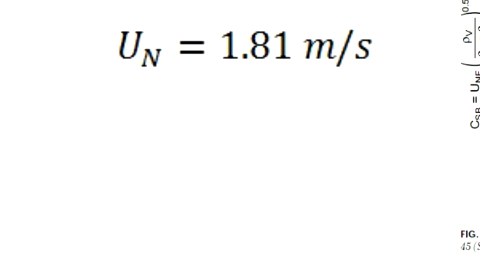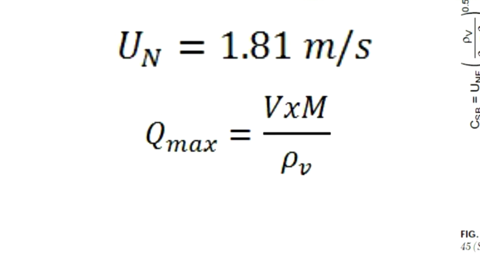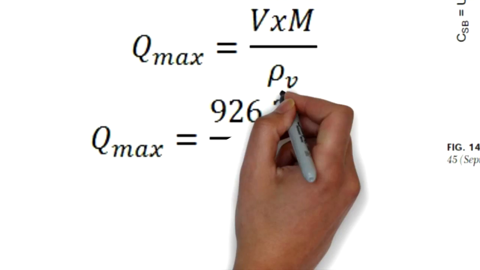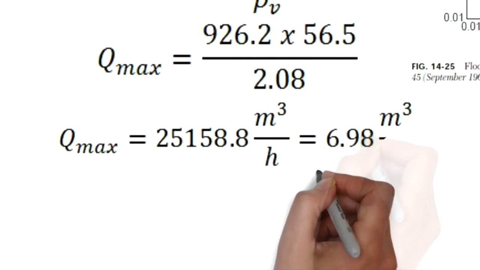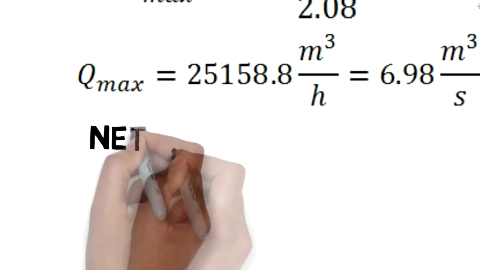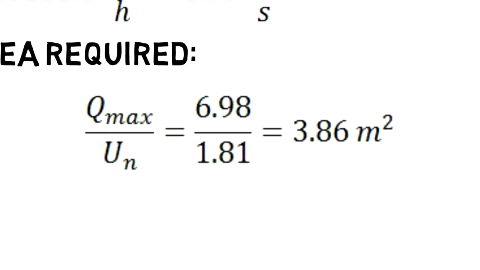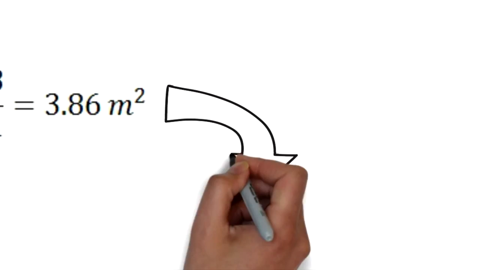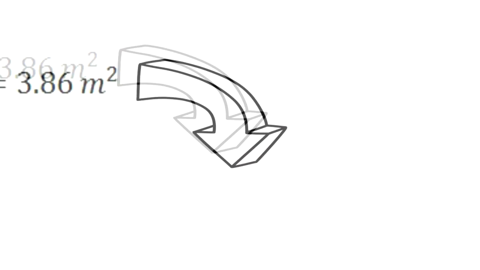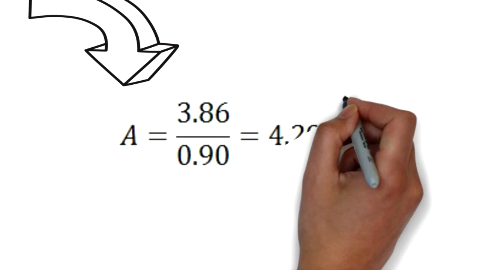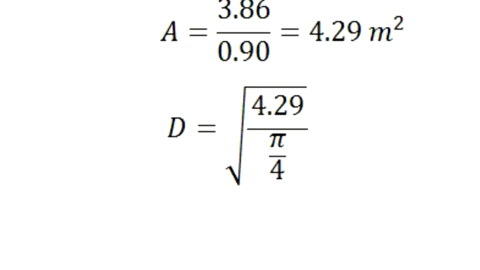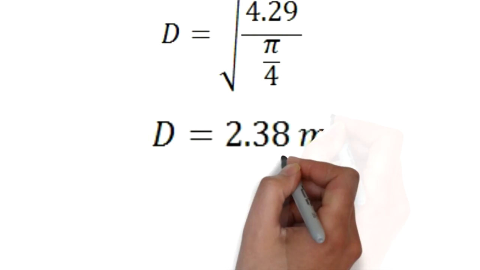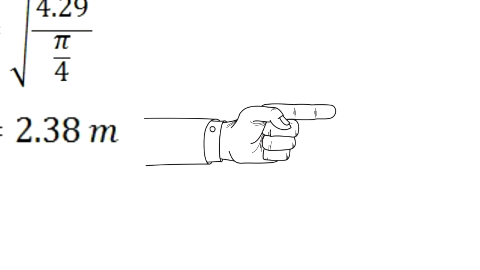Now, let's compute for Qmax, which is given by this formula. Direct substitution, we obtain 6.98 cubic meters per second for the Qmax. Dividing it by the actual vapor velocity, we have the net area. Usually, net area occupies 90% of the cross-sectional area of the tower. So, dividing it by 0.9 gives us the tower area and the tower diameter, which is 2.38 meters.